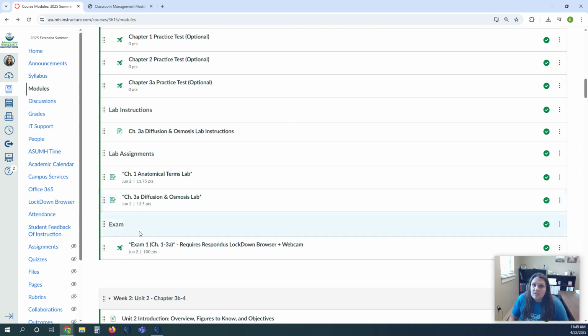These units are set up the exact same way, so that you're not having to look around for all these items. They're set up in the exact same way for every unit. If you have any questions as you're moving through this, please let me know. Additionally, with every unit that opens, there will be an announcement that has a video in it that talks about the specifics of that unit.